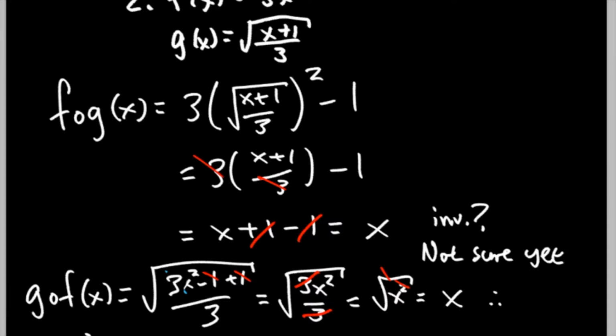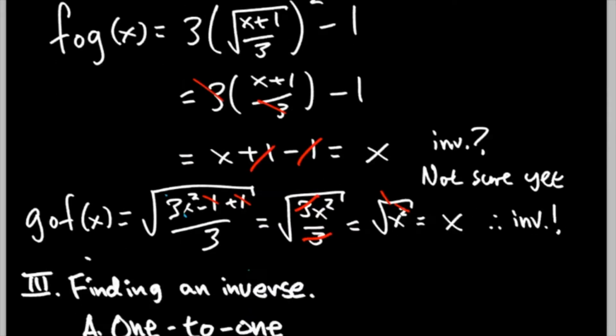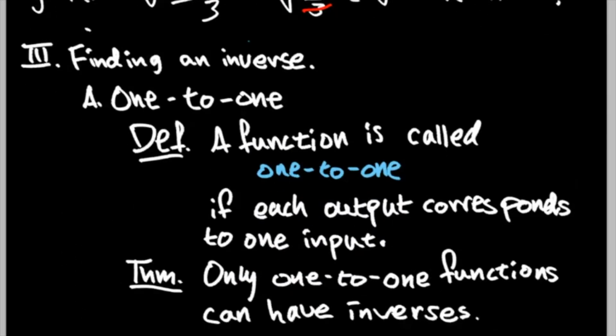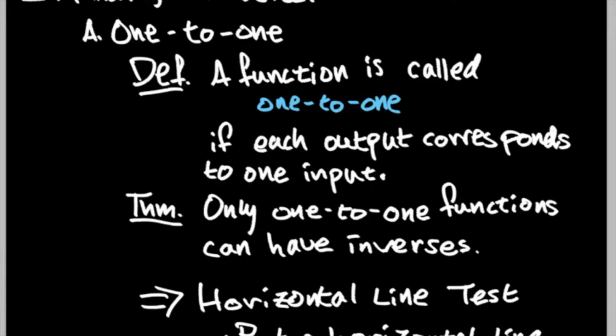Therefore, these are inverses. Okay, so finding an inverse is interesting. The first thing is we need to find what one-to-one means. A function is called one-to-one if each output corresponds to one input. So what does that mean?